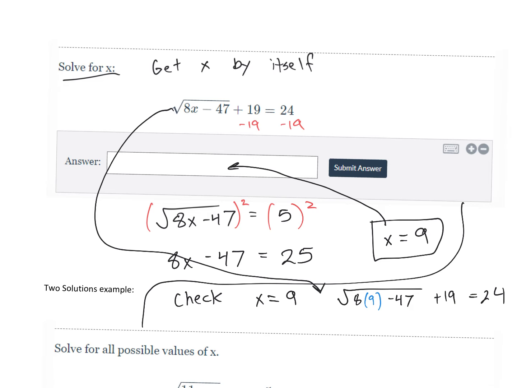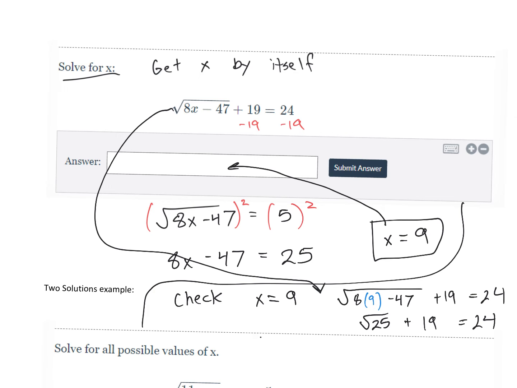And what am I trying to do here? I'm trying to see if I plug in that 9, do the math, does the left side equal the right side? Does the left side equal 24? Well, let's see. Okay. So 8 times 9 is 72. 72 minus 47. Okay, I'm getting square root of 25 inside here. Okay, plus 19 equals 24.